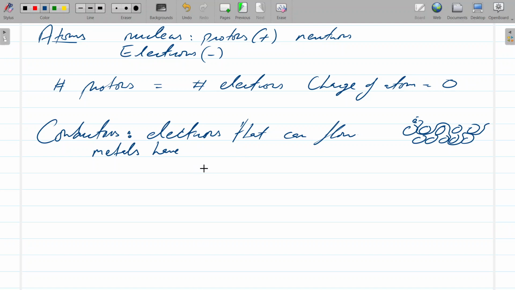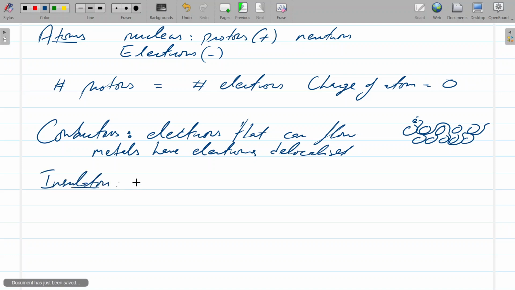So metals have those electrons to move about. They're called delocalized electrons, so they're moving about between all the metallic atoms. And then you have insulators, and they do not have any electrons that are delocalized. Again, so metals, carbon as well, right?